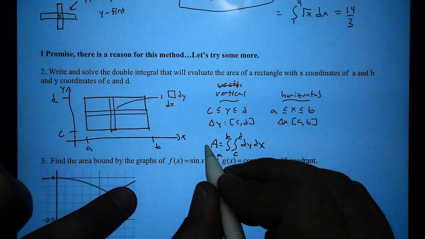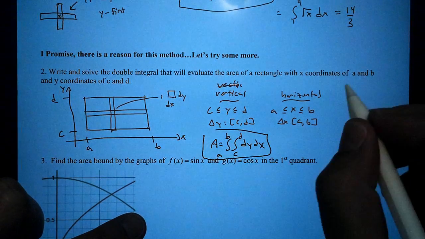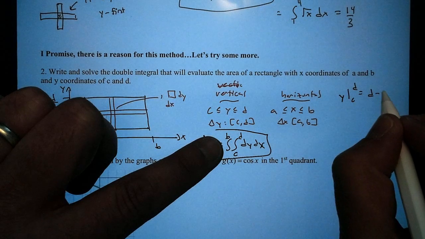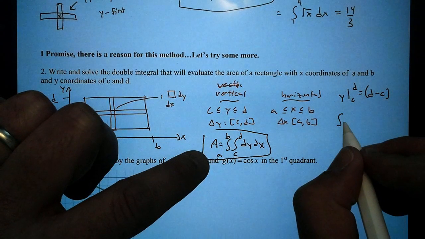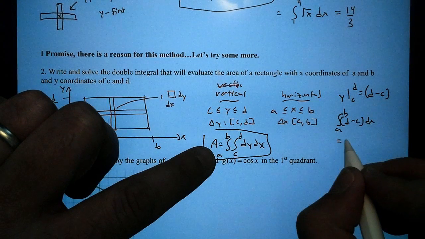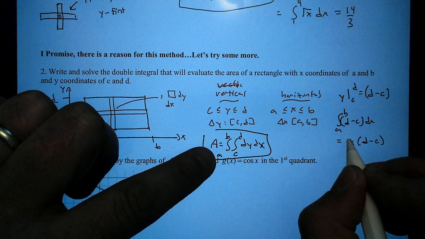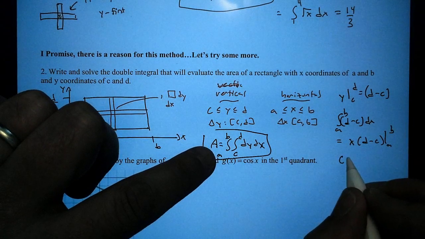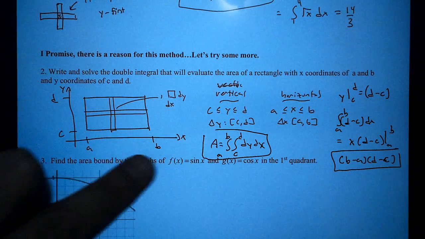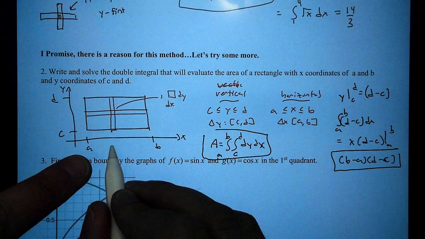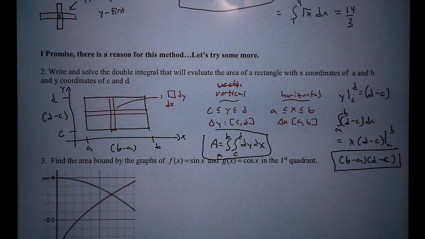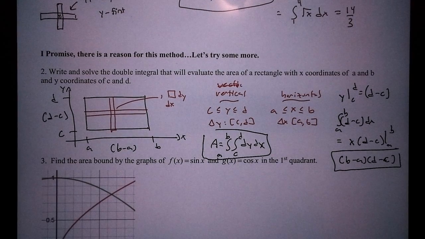Let's take a look at what happens if we integrate this. If we look at the inside, we're going to get y from c to d, which is just d minus c. And then I would integrate that from a to b, d minus c, dx, which just becomes x times d minus c, from a to b, which of course just becomes b minus a times d minus c. Is that kind of cool? Take a look at the area right here. How would I find the area? I would take b minus a and multiply it by d minus c, and that would give me the area of my rectangle. So it's a really cool way to prove the area of a rectangle if you want to take a look at that.